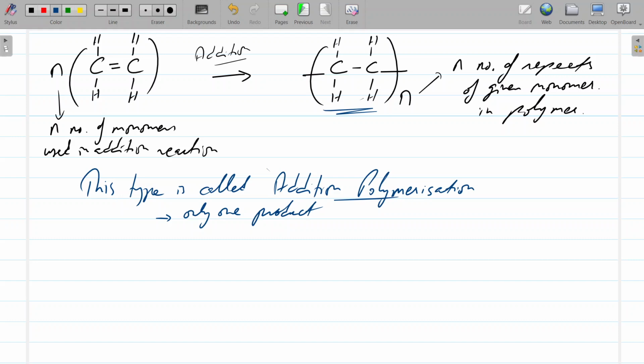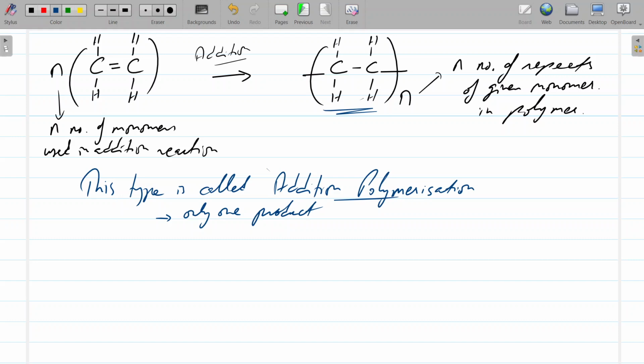Is this clear? Yes. It would be better if you could explain addition polymerization again.